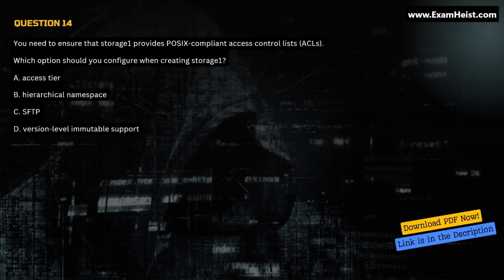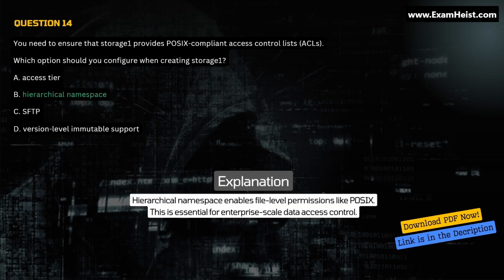Question 14. You need to ensure that Storage 1 provides POSIX-compliant access control lists, ACLs. Which option should you configure when creating Storage 1? A. Access tier. B. Hierarchical namespace. C. SFTP. D. Version level immutable support. Correct answer is B. Explanation. Hierarchical namespace enables file-level permissions like POSIX. This is essential for enterprise-scale data access control.